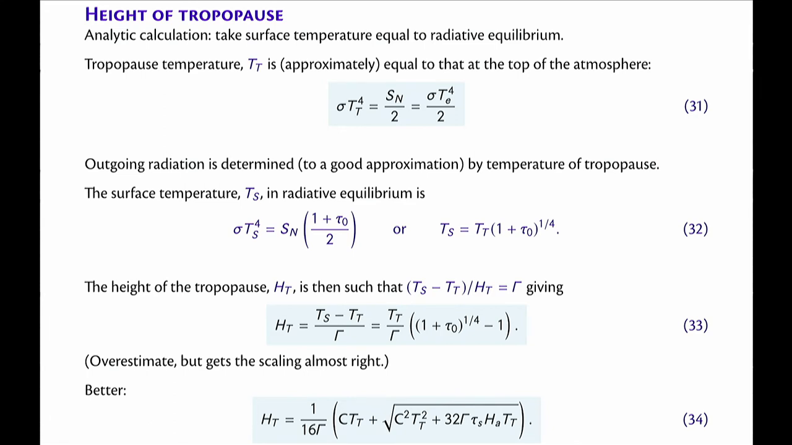Gamma is the lapse rate. TT is the temperature at the tropopause, which we know is that temperature up there. Tau is the temperature at the surface. HA is the scale height, so that gets in as a parameter. And we get this formula. And just two other quick things.